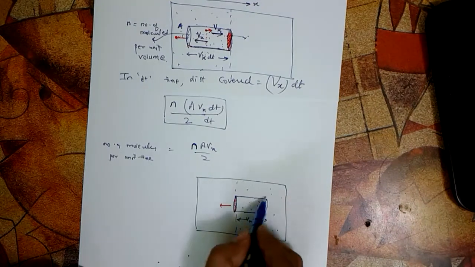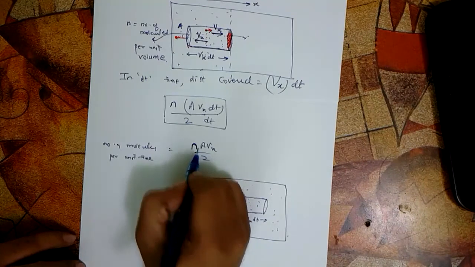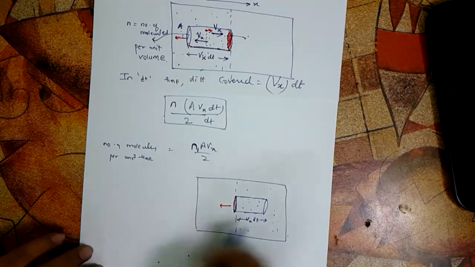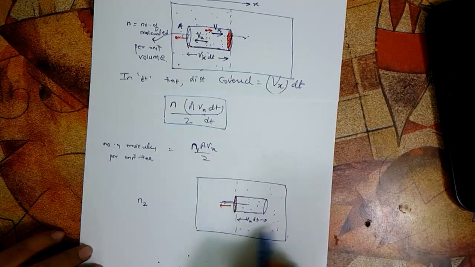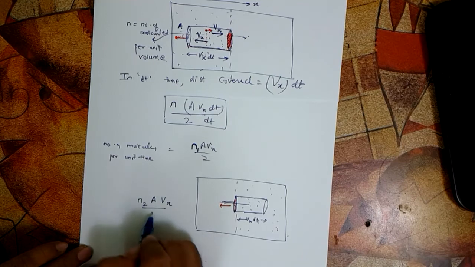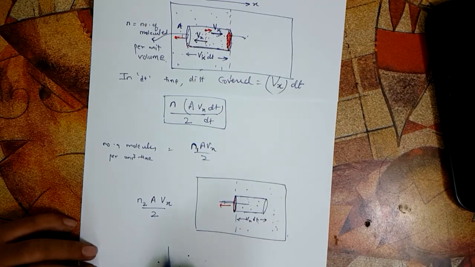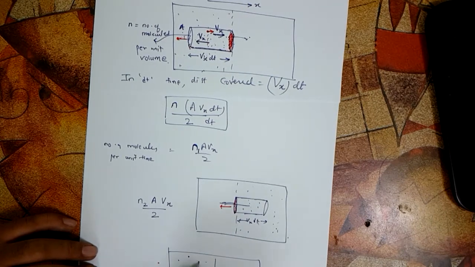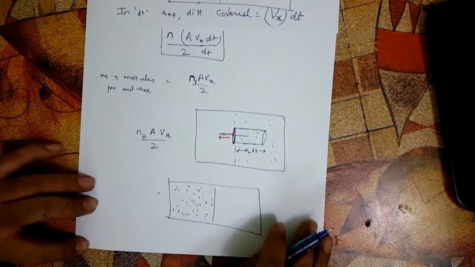Now here the number of molecules per unit volume is different. So if we consider the previous one to be N1, now the number of molecules that will be crossing like this will be equal to N2, because the number of molecules per unit volume here is different. So what we understood is that on the left side we have got a huge number of molecules per unit volume.